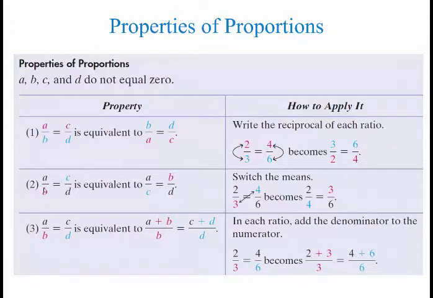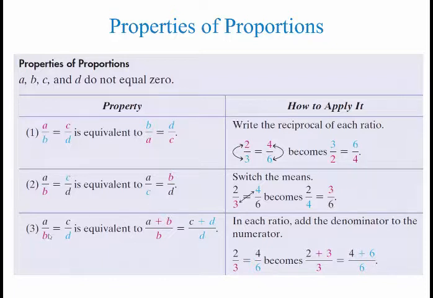Equivalently, another one: if you have a to b is equal to c to d, that is equivalent to a to c is equal to b to d. All you're doing here is switching the means of the proportion. So 2 to 3 is equal to 4 to 6 becomes 2 to 4, by switching the means, is equal to 3 to 6.